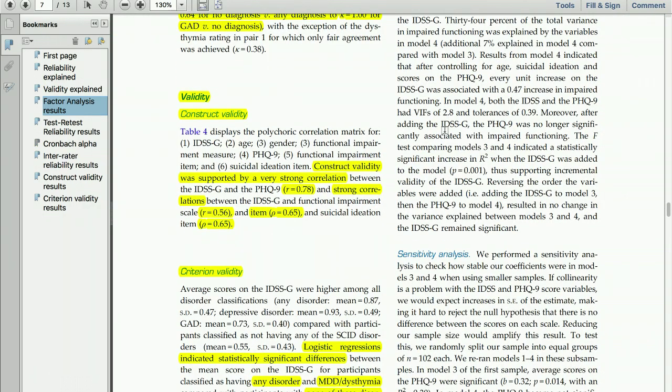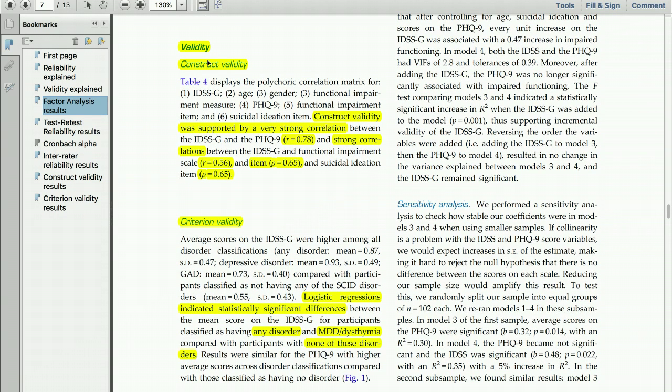So let's go down to validity. There's a difference between construct validity and criterion validity. In this case, construct validity says that if this measurement tool is trying to assess the construct of depression, well, if this is a new scale, what have other scales in the past done, and how does this new scale relate to them? And so you do a correlation. So you want to see how similar the scores were.